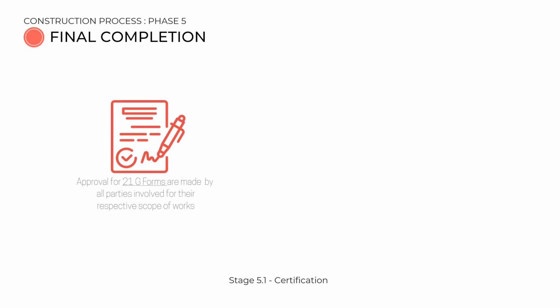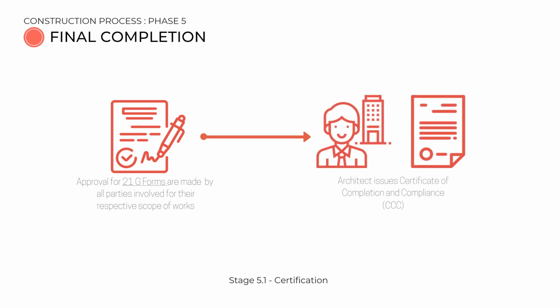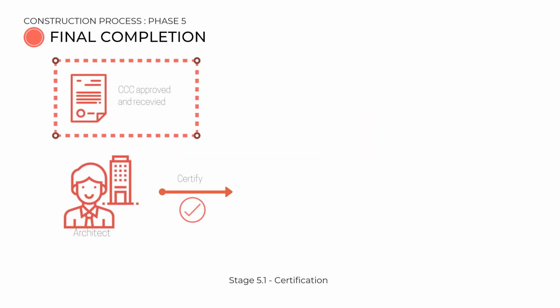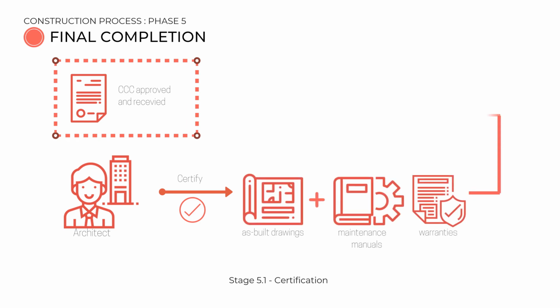Approval for the 21G forms are made by all parties involved in their respective scope of work. Then, the architect issues the Certificate of Completion and Compliance. When the certificate is approved and received, the architect certifies and submits the as-built drawings, maintenance manuals and warranties to the client.